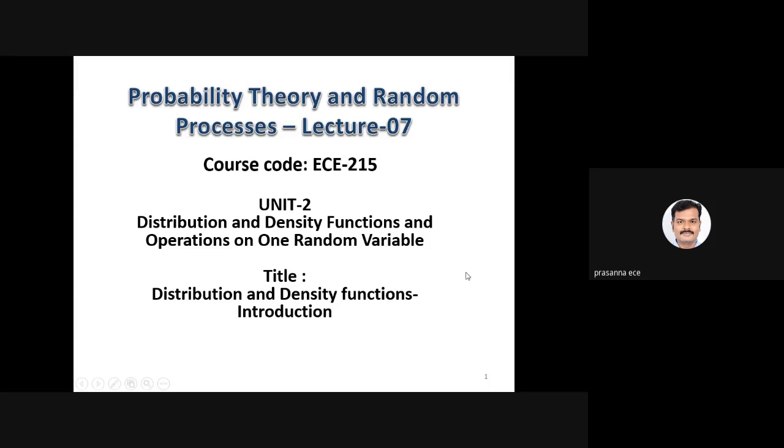We are starting Unit 2 today. The title of Unit 2 is Distribution and Density Functions and Operations on One Random Variable. Here we'll mainly be focusing on a single random variable. We associate a single random variable with a particular experiment, define some mathematical operations on it, and study its properties and how it is useful practically.